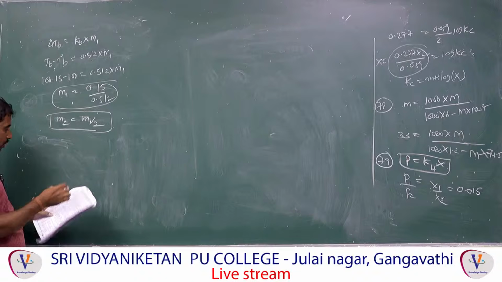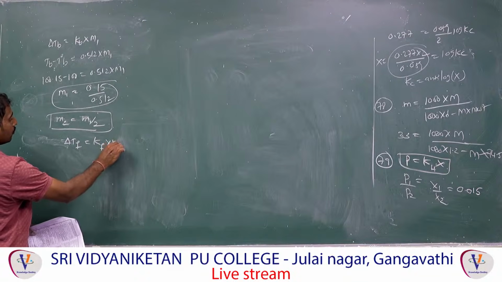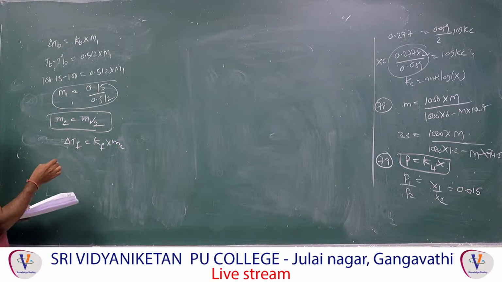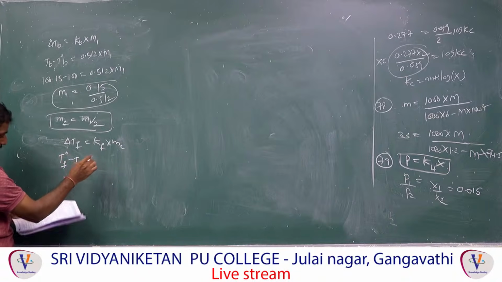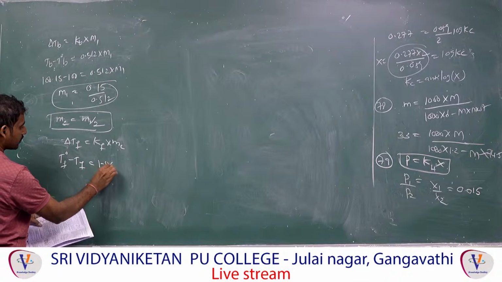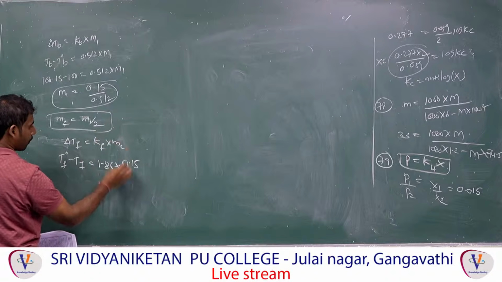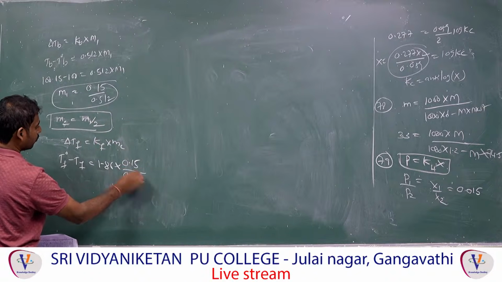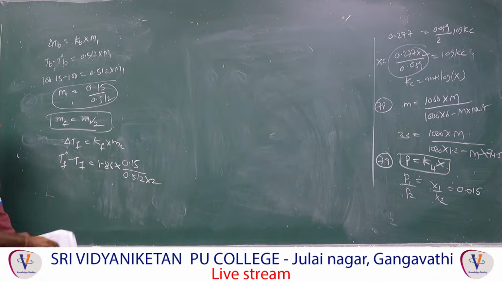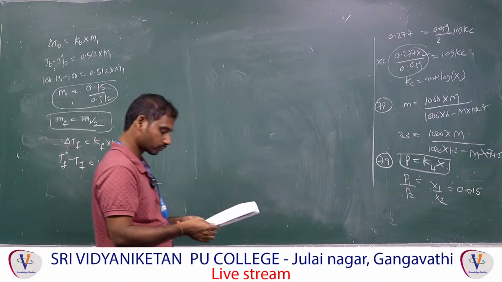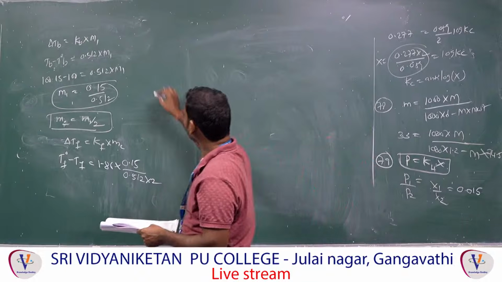So, what you have to do? M2, now observe. Delta TF equal to KF into M2. Delta TF means what you have to calculate? T naught F minus TF equal to KF, how much is given? 1.86. M2 means M1 by 2, that means what? 0.15 by 0.512 by 2. Then you will do it, then you will get the TF, right?